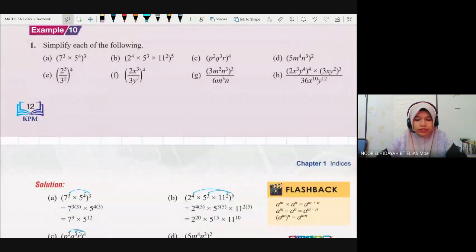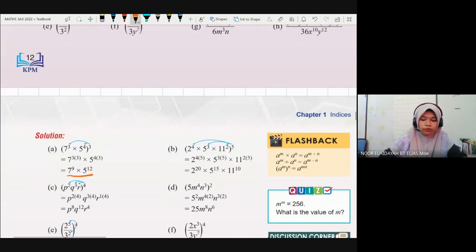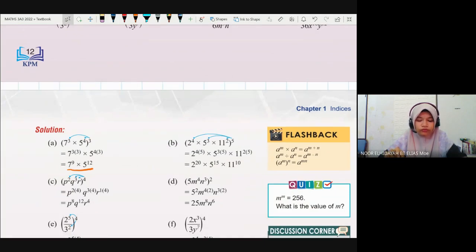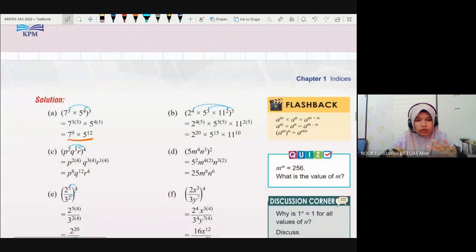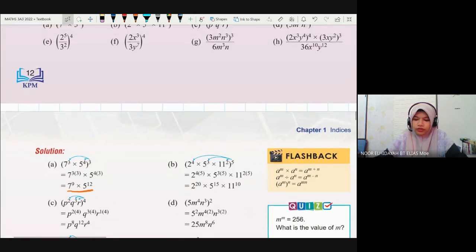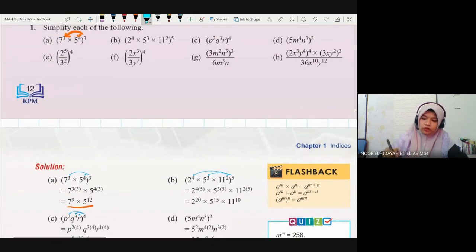Example here, simplify each of the following. So you have here 7 to the power of 3 times 5 power of 4. So you have to multiply 3 times 3 for the index, 3 times 4. So 3 times 3 is 9, here you get 7 to the power of 9. 4 times 3 is 12, times 5 to the power of 12. This question asks you to simplify, so your answer is only like this. No need to find the value, just give in the simplest form. If it involves more than one operation, ada dua kali multiply di sini pun sama.